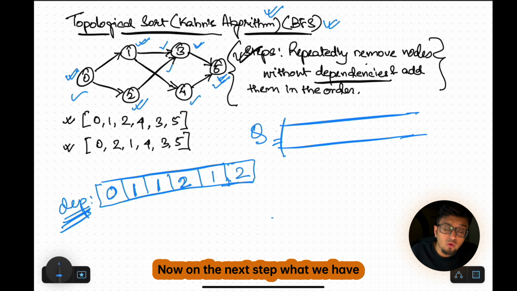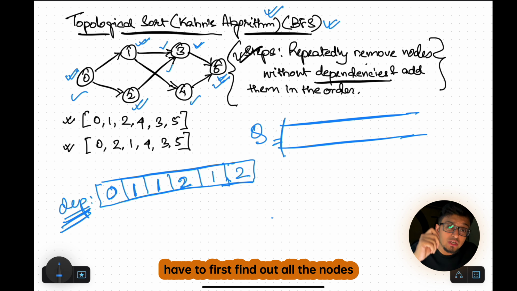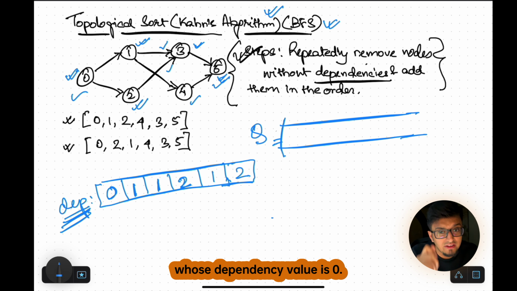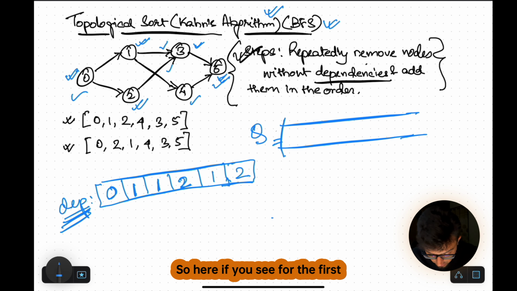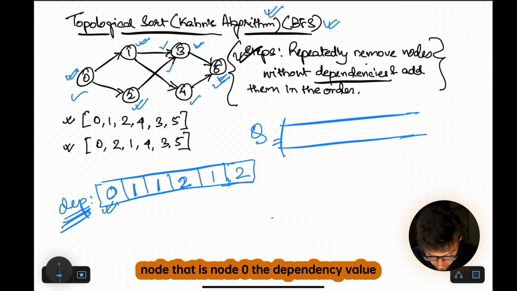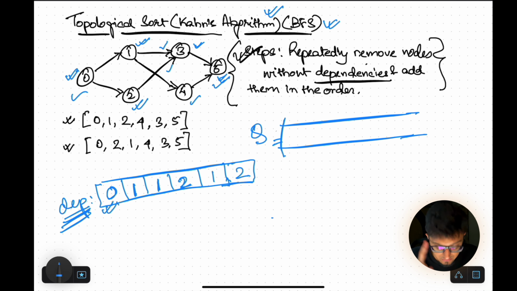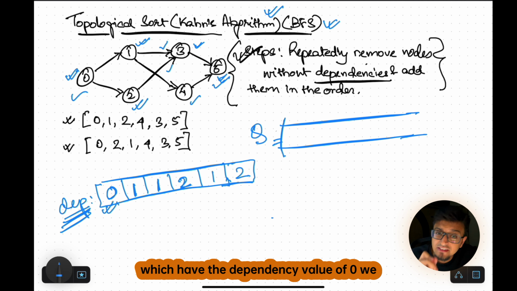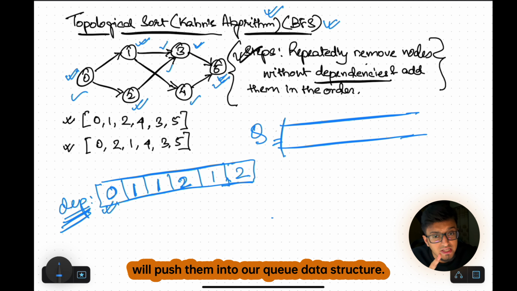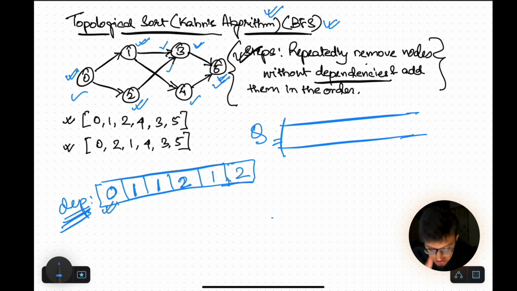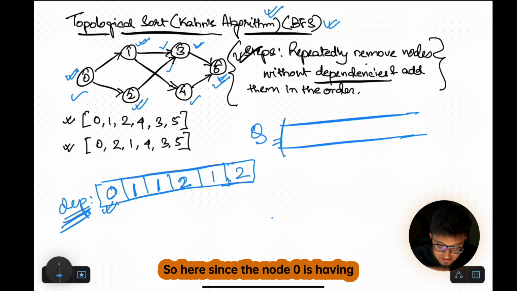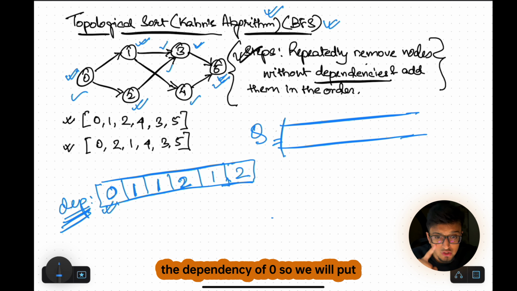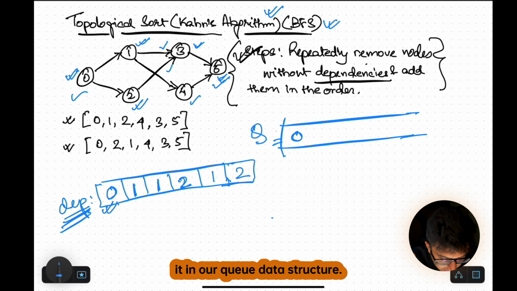Now on the next step, we have to start our iteration. And how are we starting the iteration? We have to first find out all the nodes whose dependency value is 0. So here, for the first node, that is node 0, the dependency value is 0. Whichever node has the dependency value of 0, we will push it into our queue data structure. Since node 0 has the dependency of 0, we will put it in our queue.